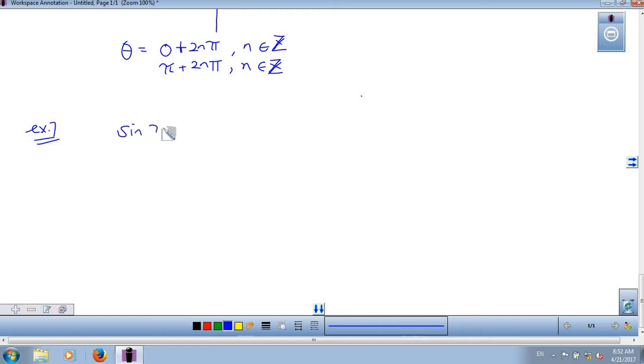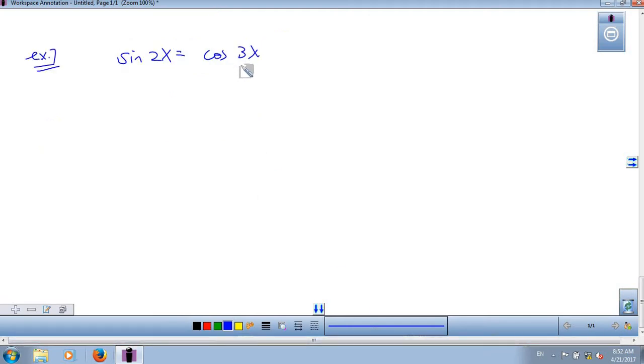The sine of 2x equal to cosine of 3x. Alright, so here it looks a little bit weird because we have a double angle formula and 3x, a triple angle, but we have never done any triple angle formulas before. Well, let's go ahead and see how we can do it. First, let's bring them over to the same side and set equal to 0.